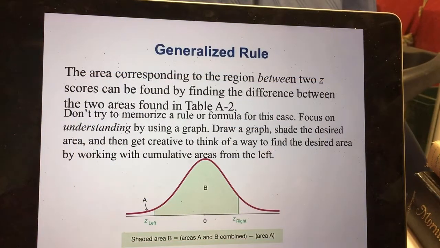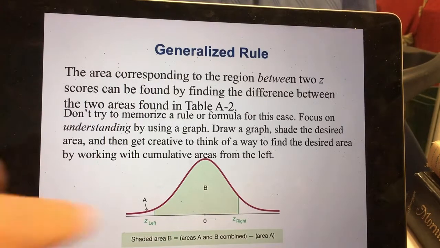All right, here's a generalized rule. The area corresponding to the region between two z-scores can be found by finding the difference between the two areas found in the table. Don't try to memorize a rule or formula for this case. Focus on understanding by using a graph. Draw a graph, shade the desired area, and then get creative and think about a way to find the desired area by working with cumulative areas from the left.